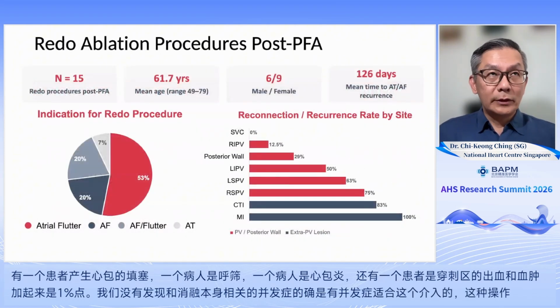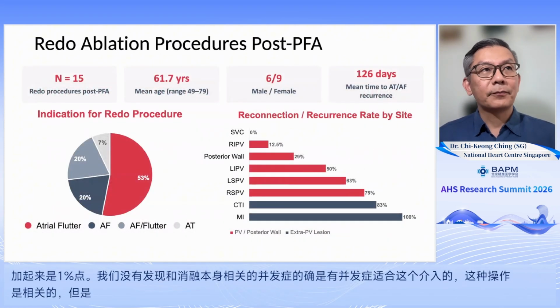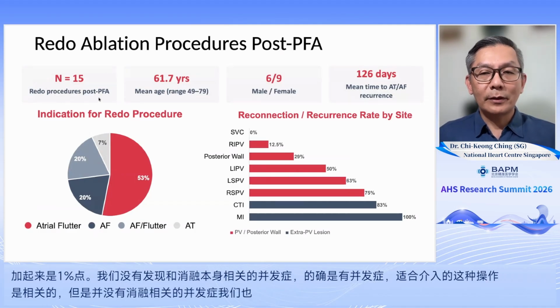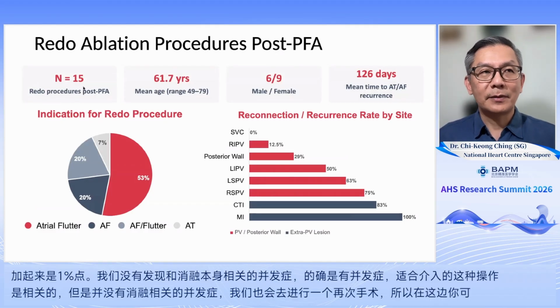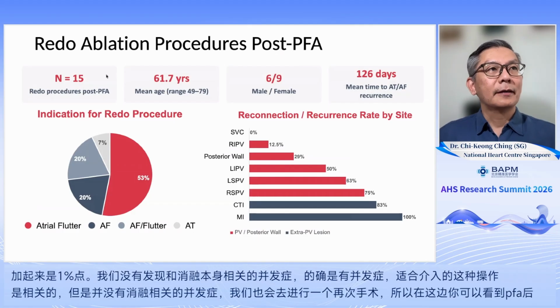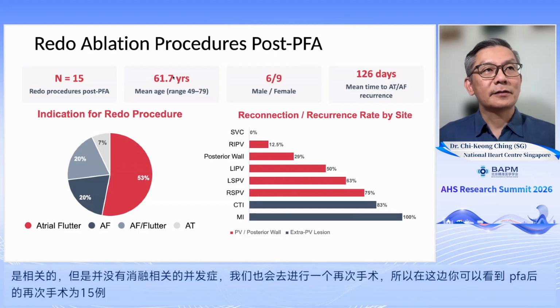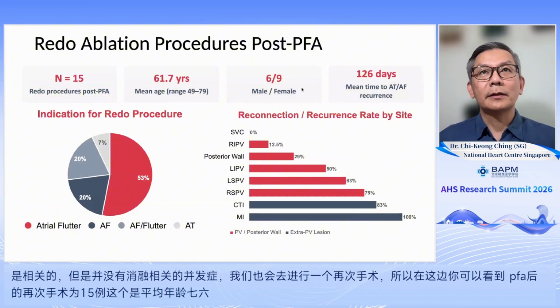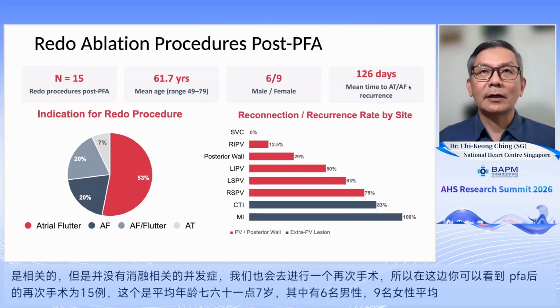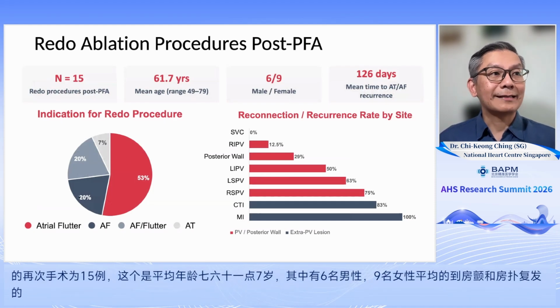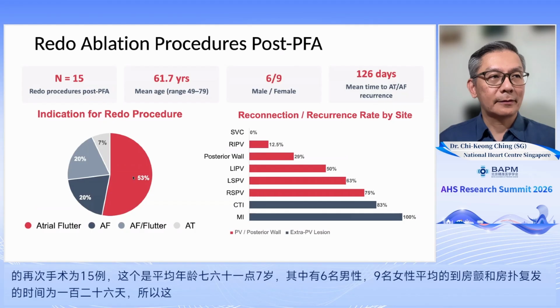We also look at the redo procedures post PFA. As of March this year, we only have 15 patients who underwent redo after an index PFA for AFib ablation. The mean age is 62 years, 6 men and 9 women. The mean time to AT, flutter or AFib recurrence was about 126 days. And this is the indication for redo procedure, largely atrial flutter.